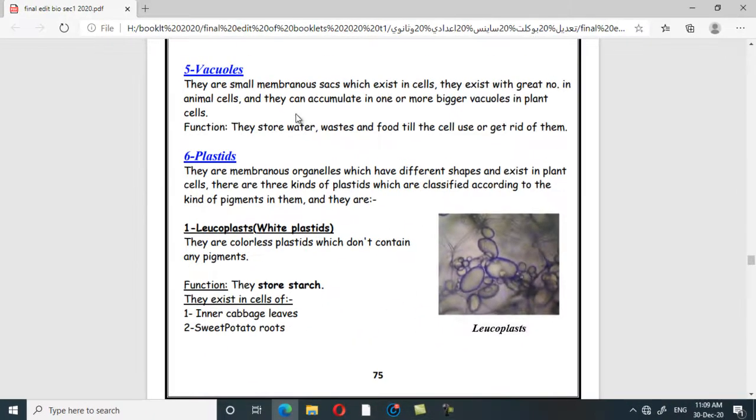What about the vacuoles? The vacuoles are spaces inside the cell to store all the nutrients, the food, and wastes. Here is the last organelle inside the cell, especially the plant cell, which is not found in other types of cells. We have three types of plastids: leucoplasts, also called white plastids, and chloroplast and chromoplast.